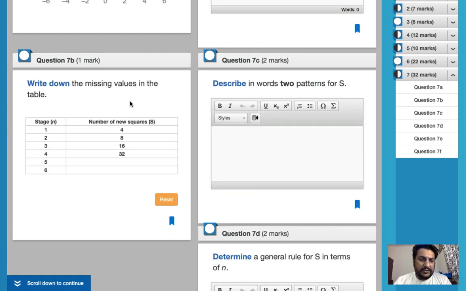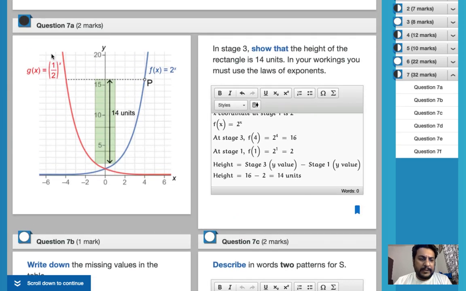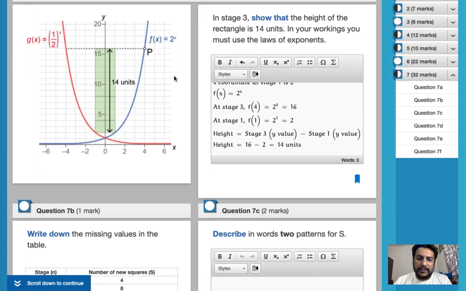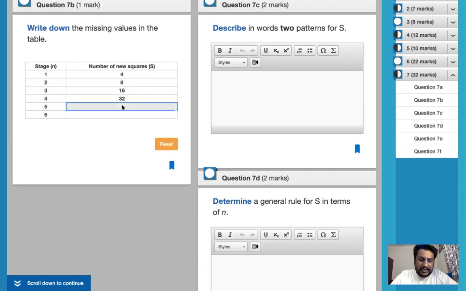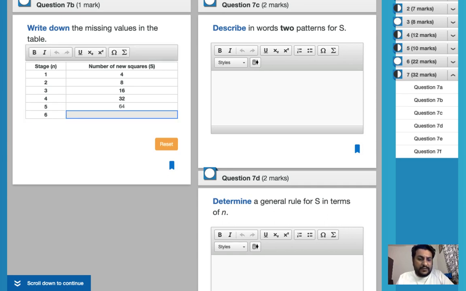Okay, now let's go to part 7b. Write down the missing values. Now if you observe the pattern, what is happening over here is that it starts at 4, then it goes to 8, then 16, then 32. So if you see, every time you are multiplying by 2. And if you observe carefully, the functions g(x) and f(x) are also in powers of 2. g(x) is in powers of half and f(x) is in powers of 2. So with this, I can write down this would be 64, then this would be double of 64, times 2, which is 128.